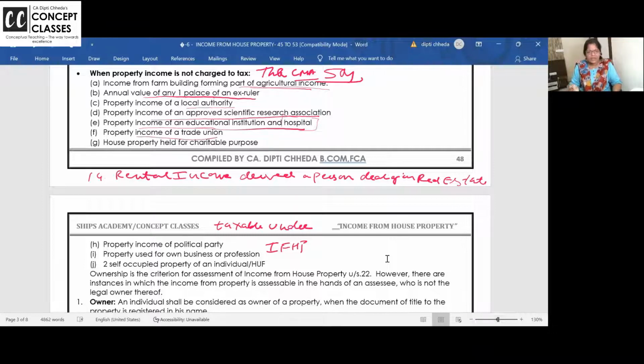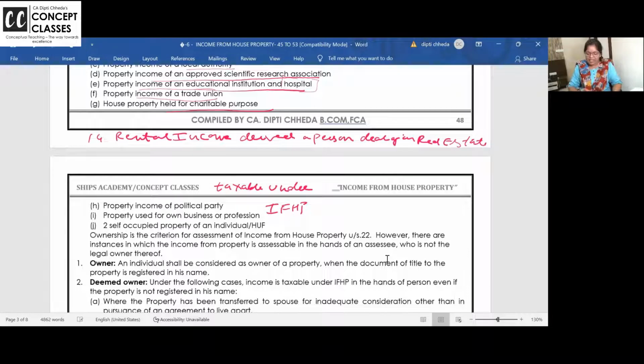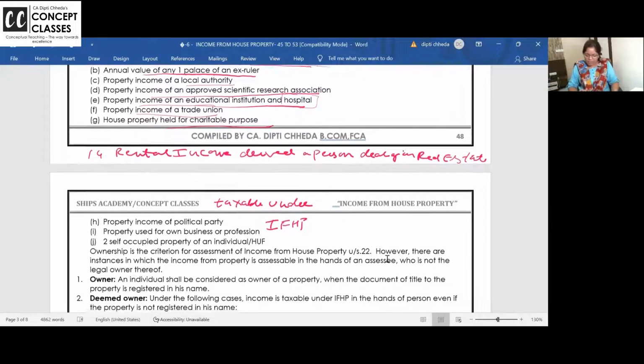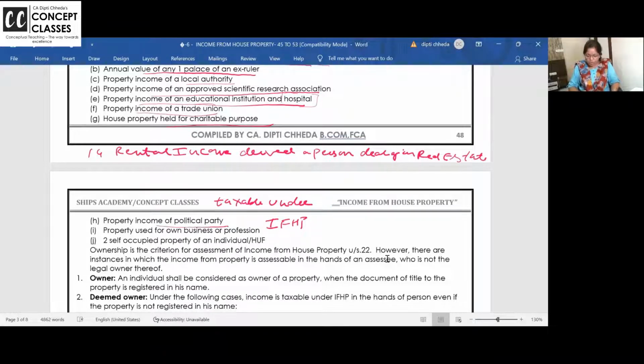Property income of a trade union, house property held for charitable purpose. Temple, church, gurudwara, old age home, orphanage, schools. These all also have property. Suppose there is an old age home, very nicely built, and in the old age home they have a small auditorium. Now that auditorium they give on rent for dance functions and music functions. Are they getting rental income? Yes. Through that they are managing that old age home. Exempt. Income of a political party. House property income of a political party is exempt.